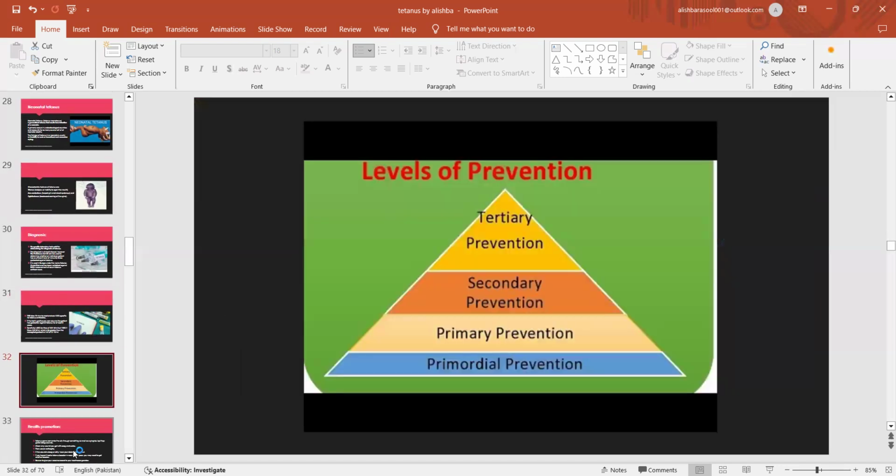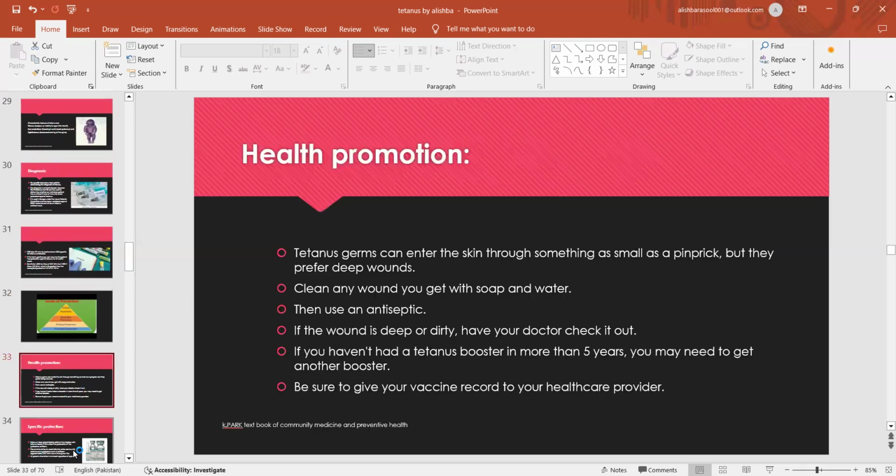Levels of prevention: primordial, primary, secondary, and tertiary prevention. Health promotion: tetanus germs can enter the skin through something as small as a pinprick, but they prefer deep wounds. Clean any wound you get with soap and water, then use an antiseptic. If the wound is deep or dirty, have your doctor check it out.